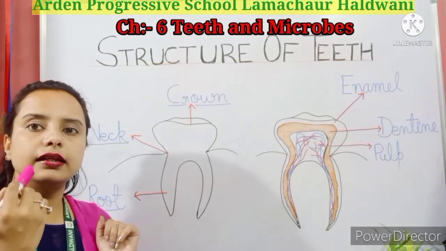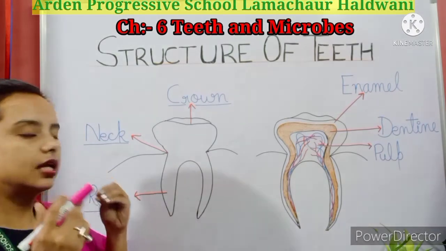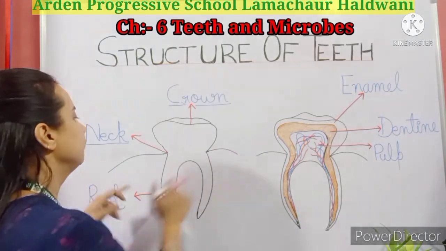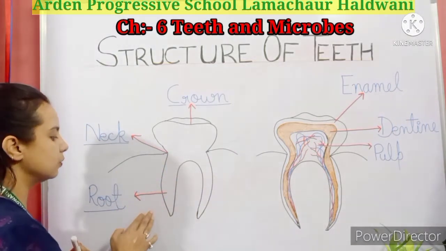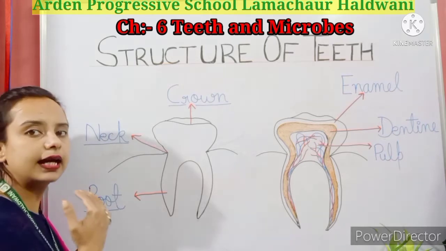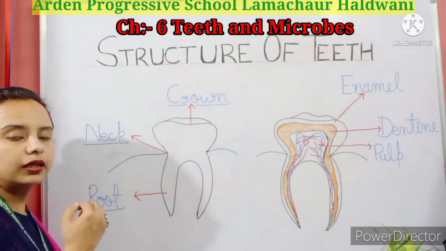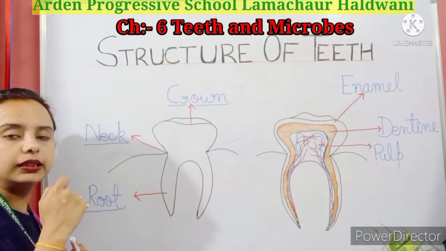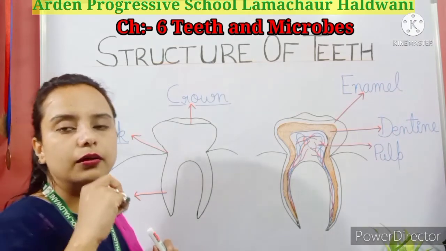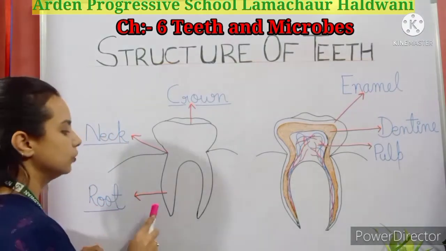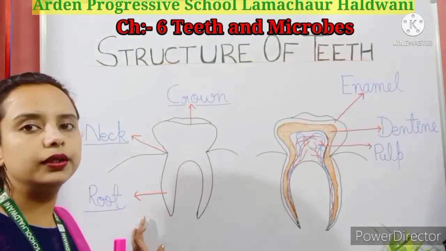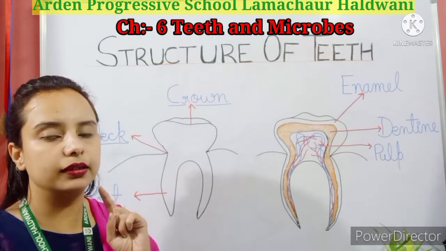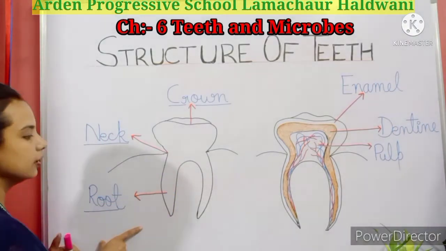You can see that it is attached with the gum here. This is the gum portion, and the lower part is known as the root, which is inside our gum and helps to fix the tooth at a particular place. The root helps to fix a single tooth in one place. So this is the root here.